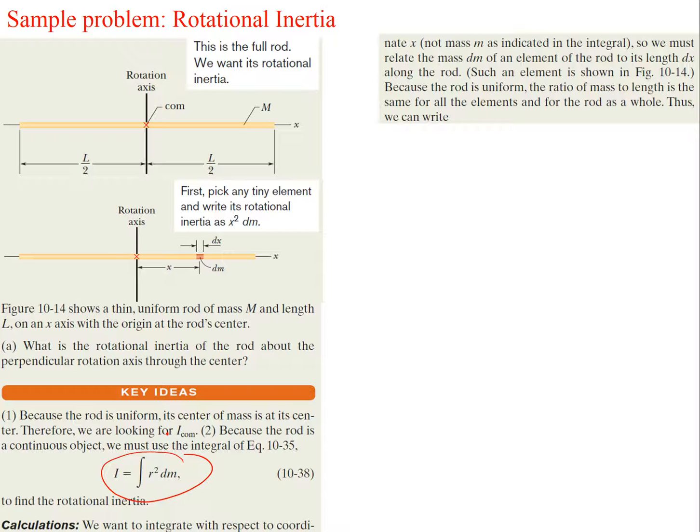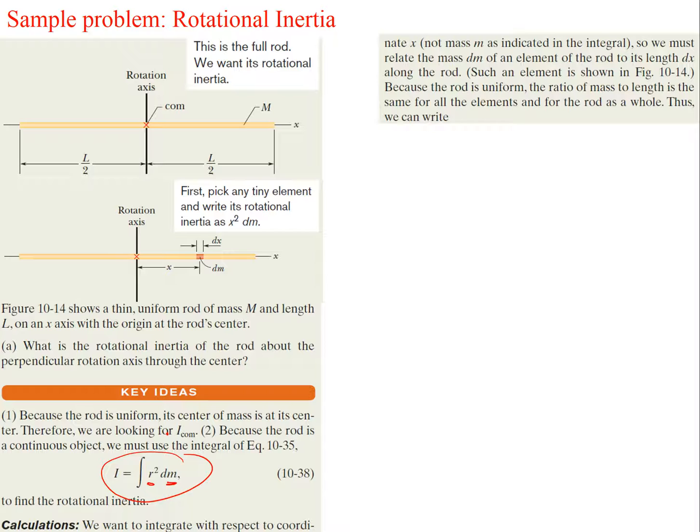So essentially, we have a problem. We have two variables here. R is going to change and dm is going to change. It'd be nice if we only had one. So we need to write dm in terms of x so that we can do this integral. All right, so how do we do that?